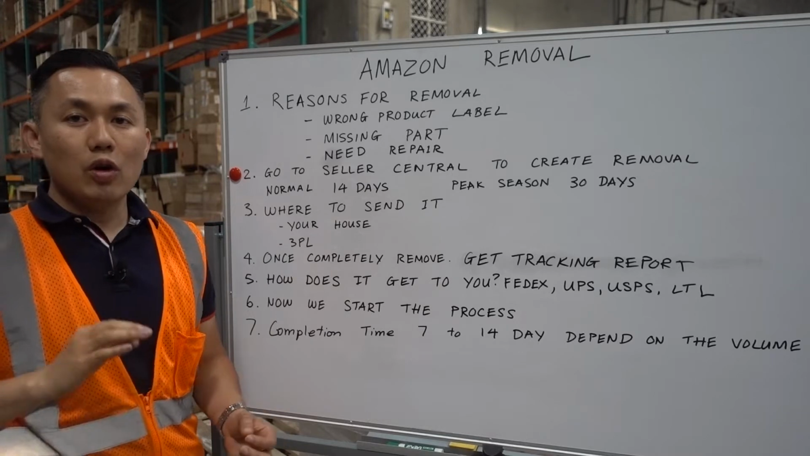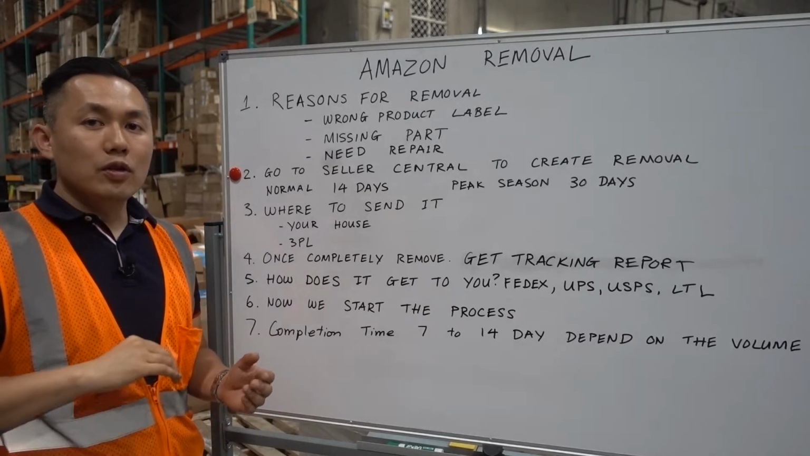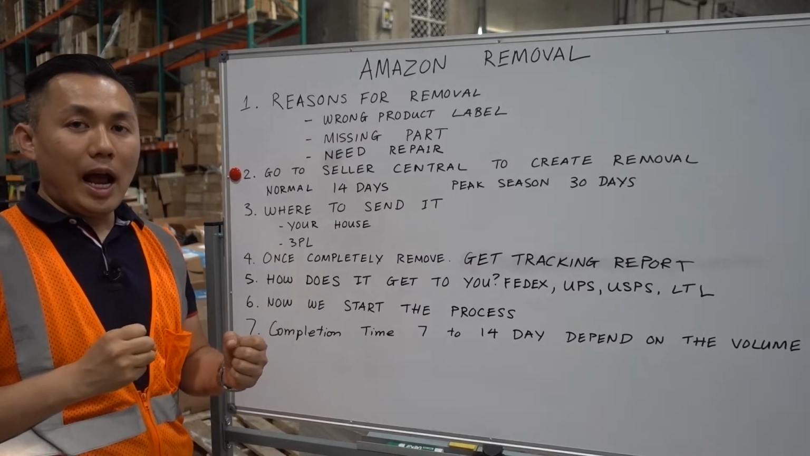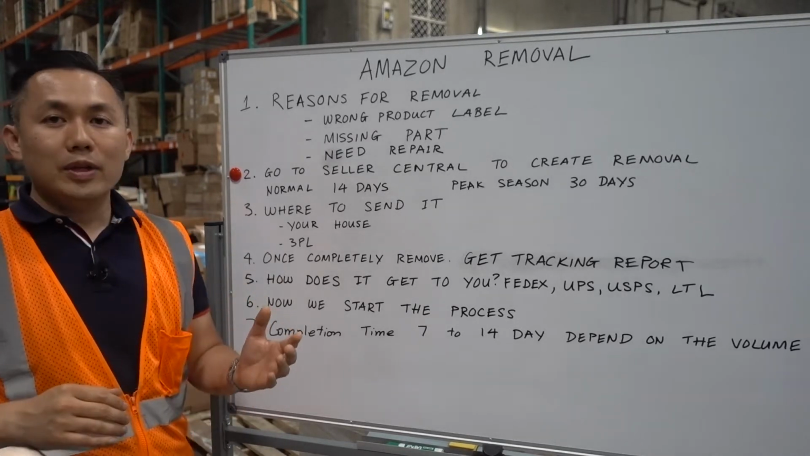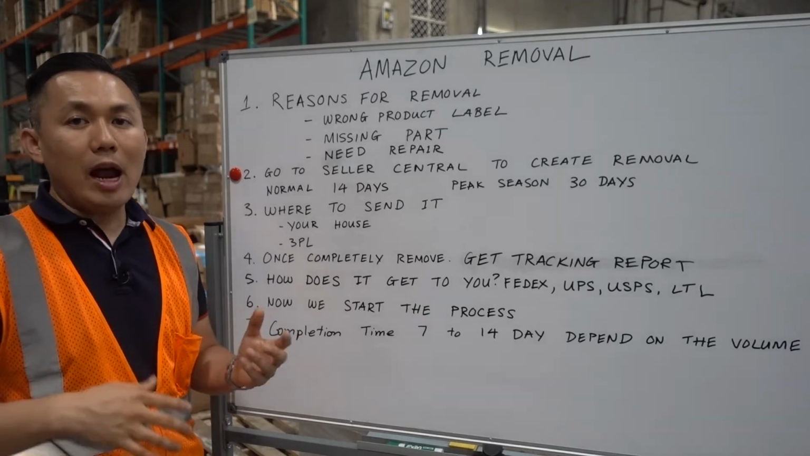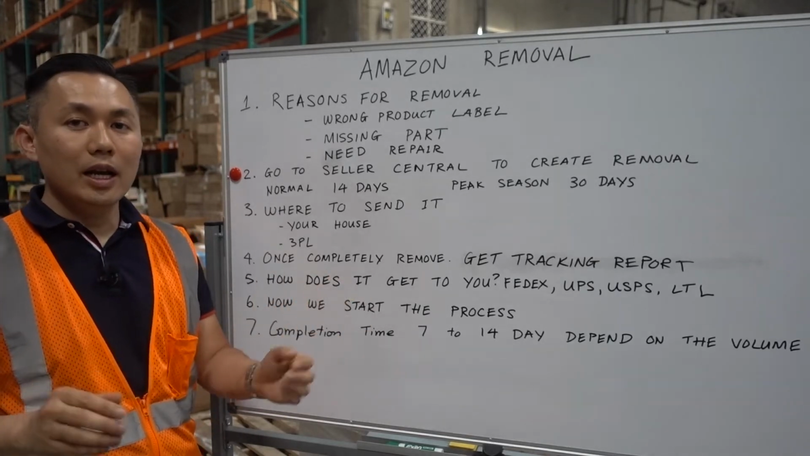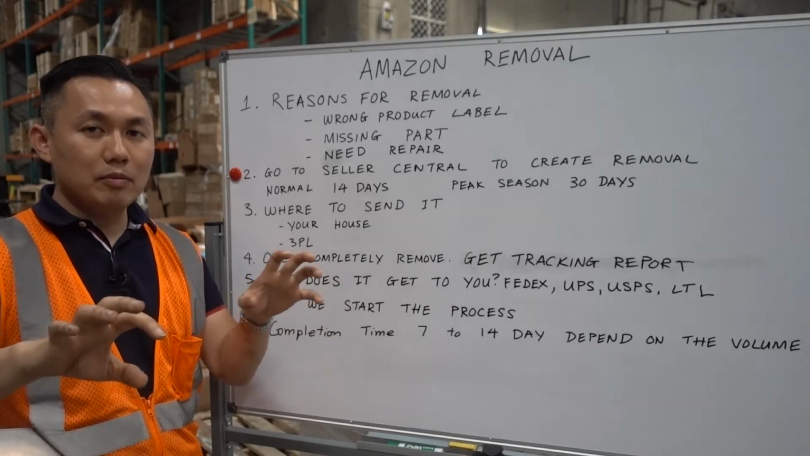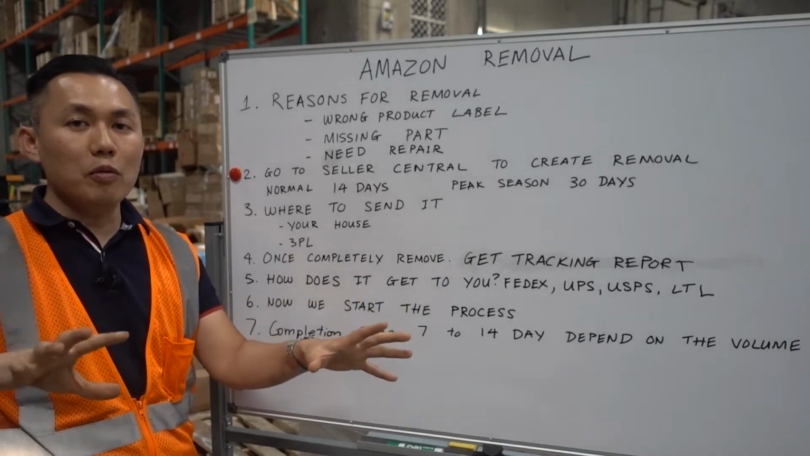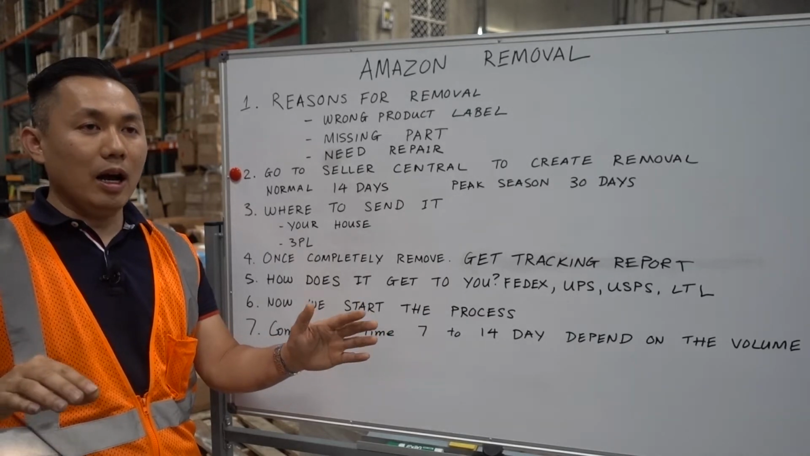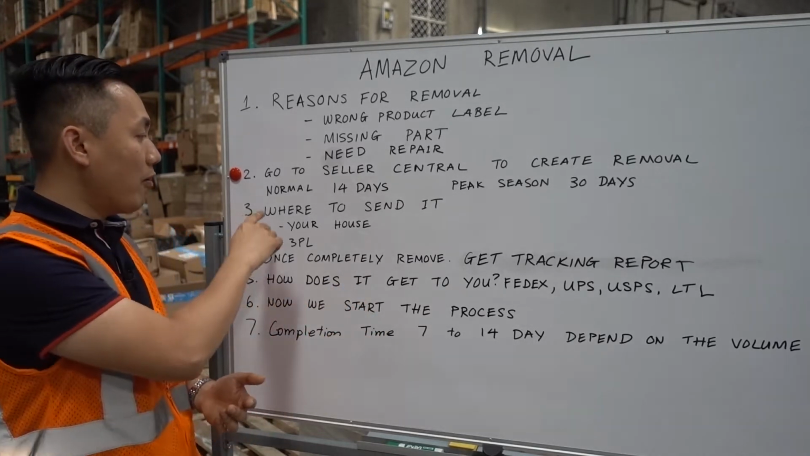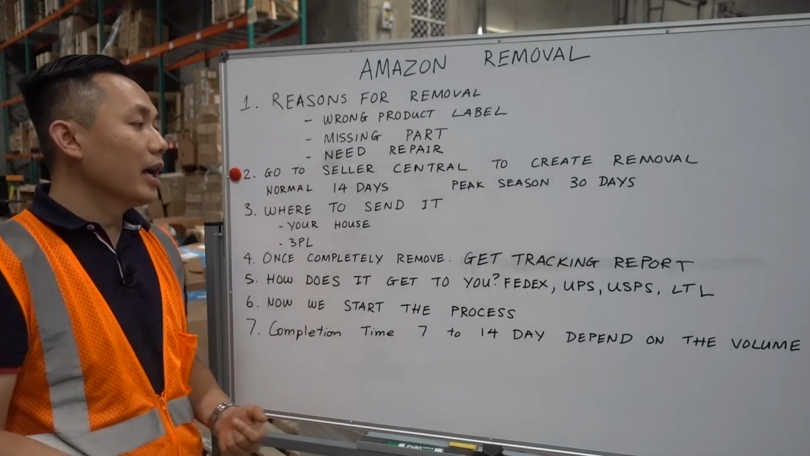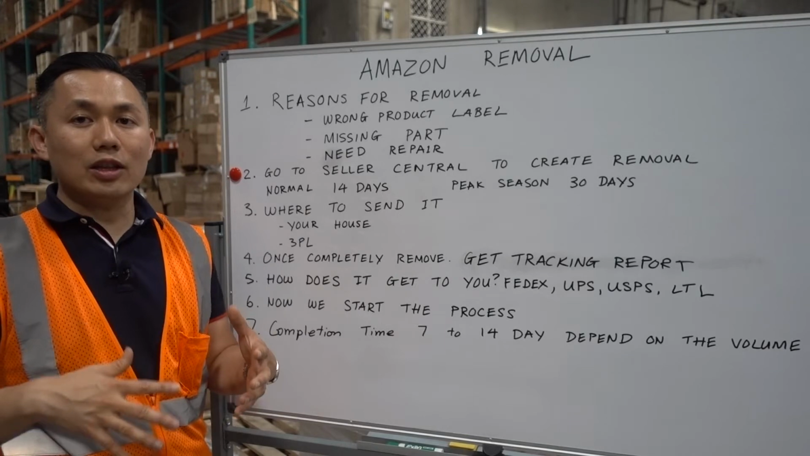Number two is you go to Seller Central and request Amazon to create a removal order. This takes about 14 days for Amazon to completely process your removal order, because your product is placed everywhere. It could be throughout the US and pretty much everywhere. So it takes about 14 days from my experience handling customer removal orders. And during peak season, it could take 30 days.